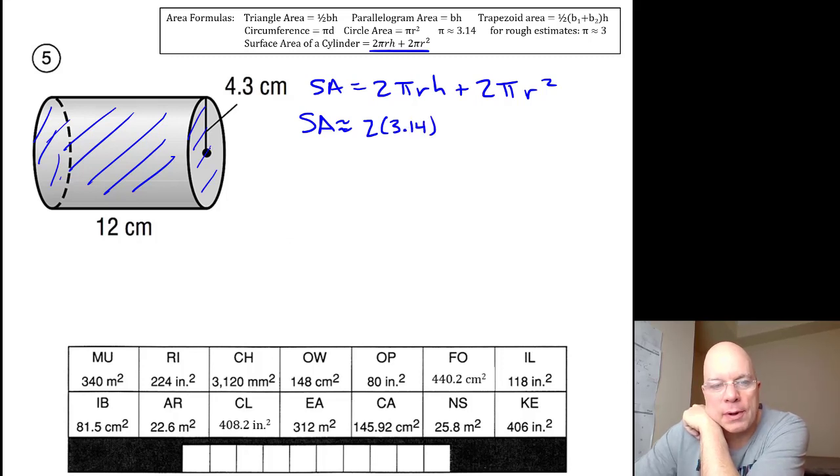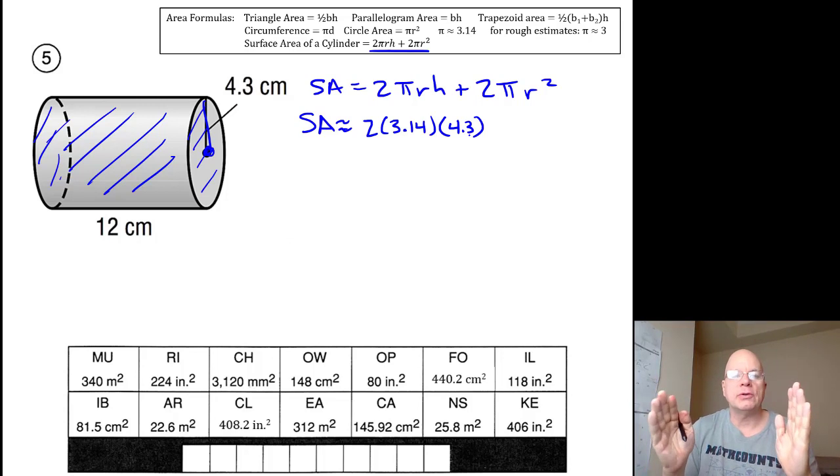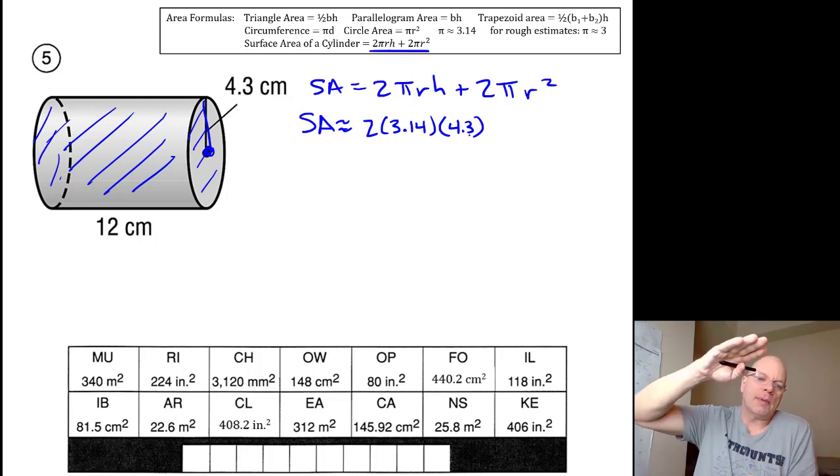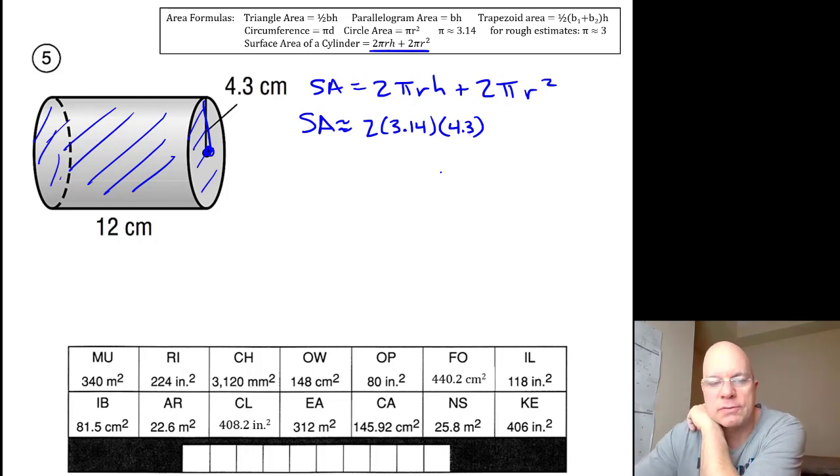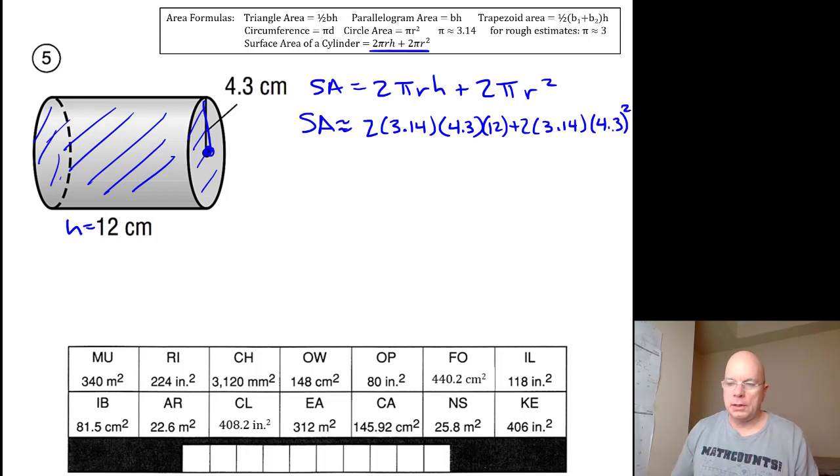The radius is 4.3. It goes from the center to the edge, so that is in fact the radius. The height is the perpendicular distance between the circular bases. It's the 12. If I stood it up on the circular base, it would be 12 centimeters high. So this is the height. Plus 2 times 3.14 multiplied by the radius, 4.3 squared. I do use a calculator on this.